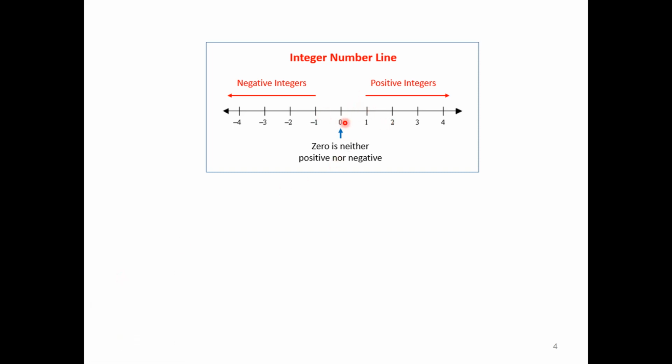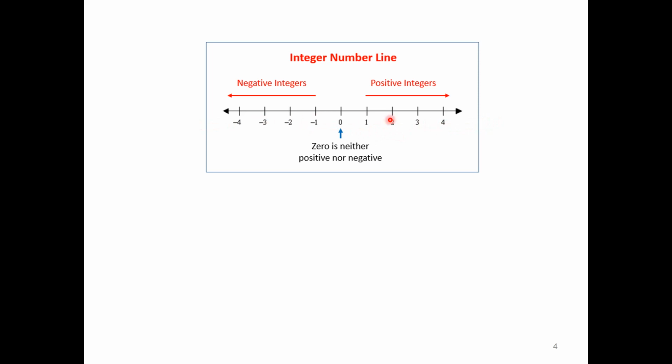In the middle of this line, there is 0. 0 is neither positive nor negative. To the left of 0, we have the negative integers, and to the right of 0, we have the positive integers. Okay, so the negative integers will be -1, -2, -3, -4, and so on, until we reach -infinity. And to the right, we have 1, 2, 3, 4, until we reach positive infinity.